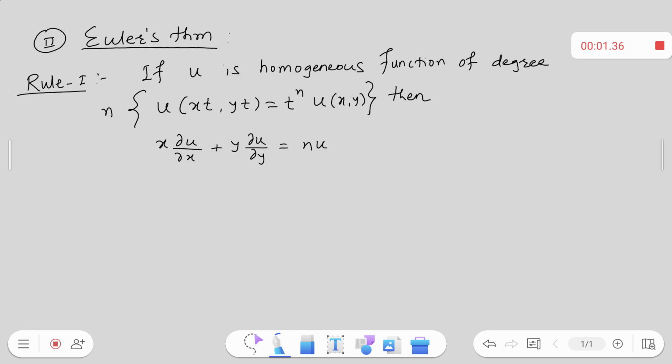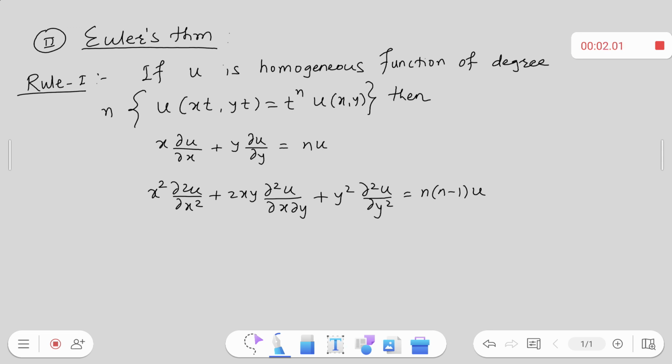And second order: x square del 2u by del x square plus 2xy del 2u by del x del y plus y square del 2u by del y square is equal to n into n minus 1 into u. This is the first statement, when u is homogeneous of degree n.